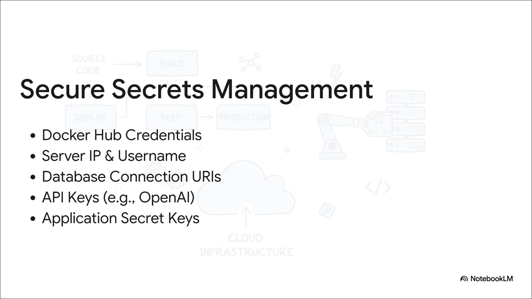This is absolutely critical. You never put sensitive information like API keys or database passwords directly in your code. Instead, we store them as encrypted secrets right inside GitHub. The automation pipeline can then securely use them during deployment without ever exposing them to the world.